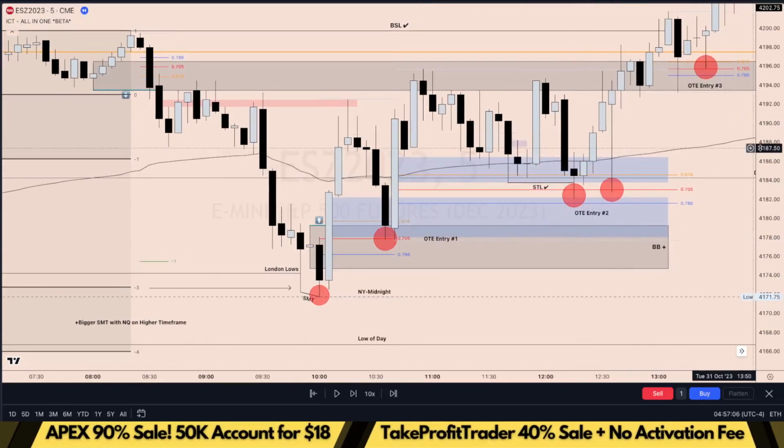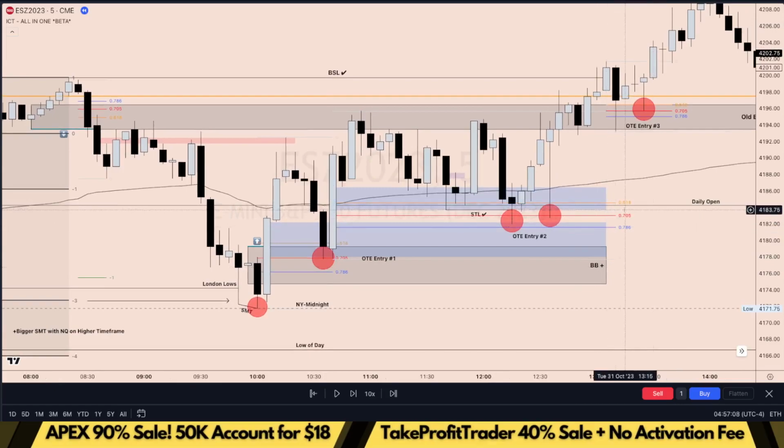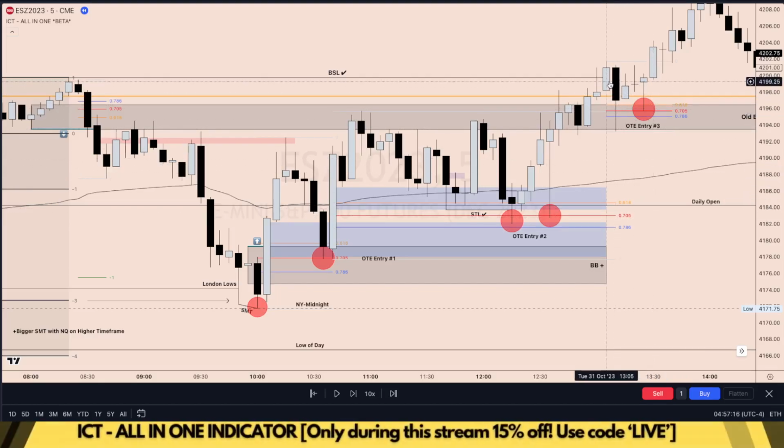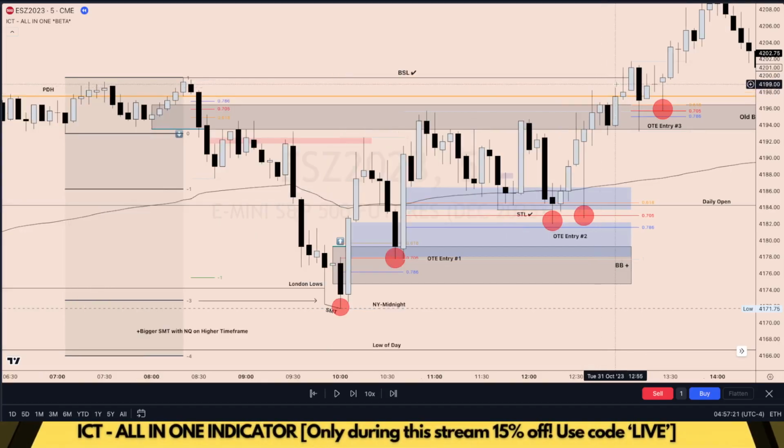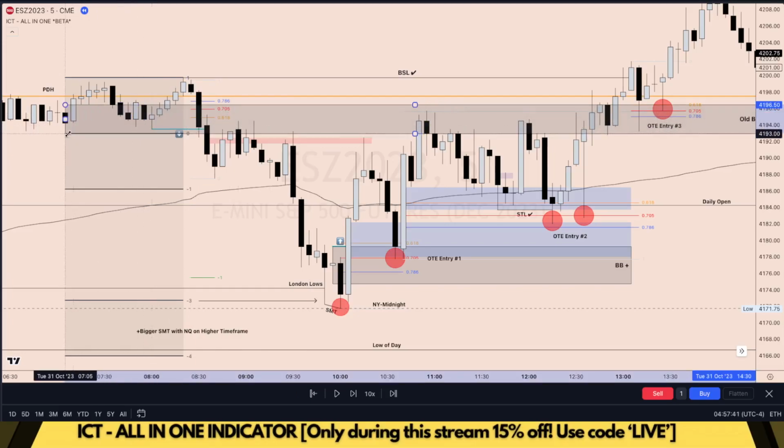But we continued until lunch hour. Once lunch hour was over at 1 p.m. New York local time, that's why it's always important to be ahead of time, exactly at 1 p.m., not 10 minutes before, not 10 minutes after, exactly at 1, when the lunch hour is over, we took that AM session buy side liquidity. Right here with this wick, we open up with a new volume imbalance. We claimed this old breaker block right here. I used this one initially.